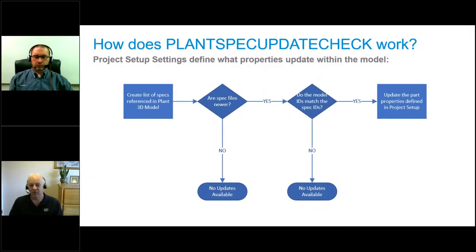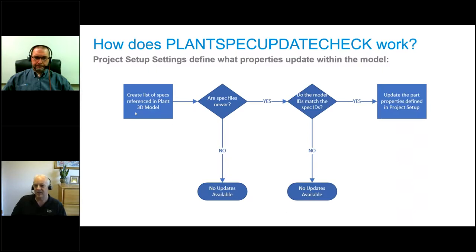So again, what's happening behind the scenes with the plant spec update check? When you execute this command, whether it's automatic or when you type it, it's going to create a list of specs that are referenced in the Plant 3D model that you're in. It's going to go out and look at those spec files on the network or in the project path that's specified, and it's going to say, are these spec files newer than the date record that I have in my drawing? So when it inserts a component, it knows the date record of that component. If the spec files are newer than that, then it's going to say, okay, there's an update, so I'm going to go out and check to see if there are updates. If the spec files are not newer, then it ignores those and there's no update available.